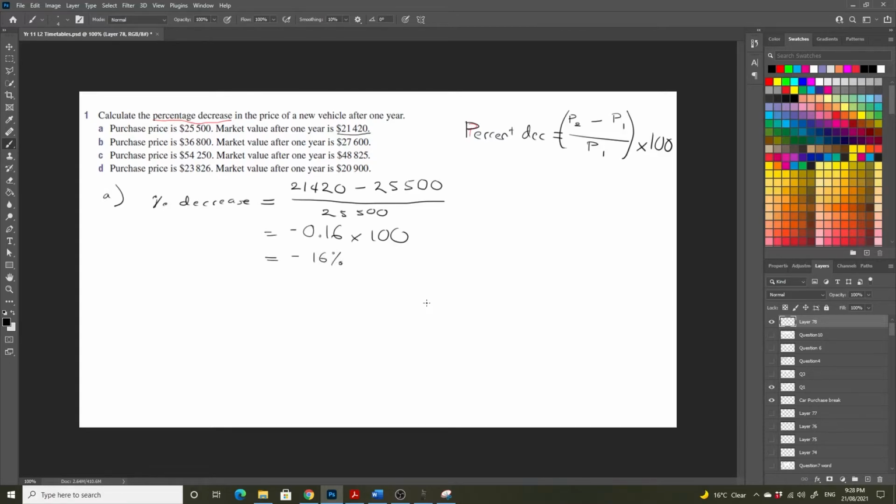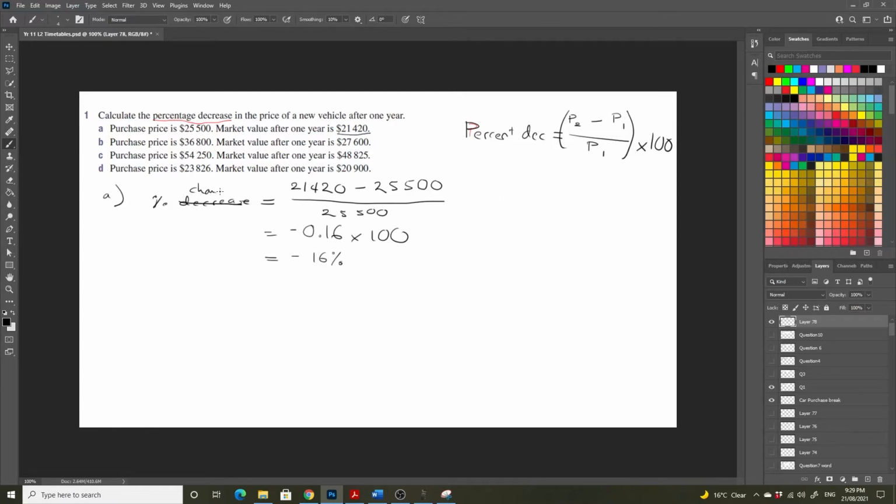Now another way of doing this is to just work out the difference and then divide it by the initial purchase price, and just recognize that it will be negative, like it is declining in value. You'll get the same answer if you flip these. If you flip these, you'll get a positive answer, but as long as you recognize that it's gone down 16%, then you're all fine. So the percentage decrease is minus 16%, or you could say it's decreasing 16%, so you could say it's percentage change.